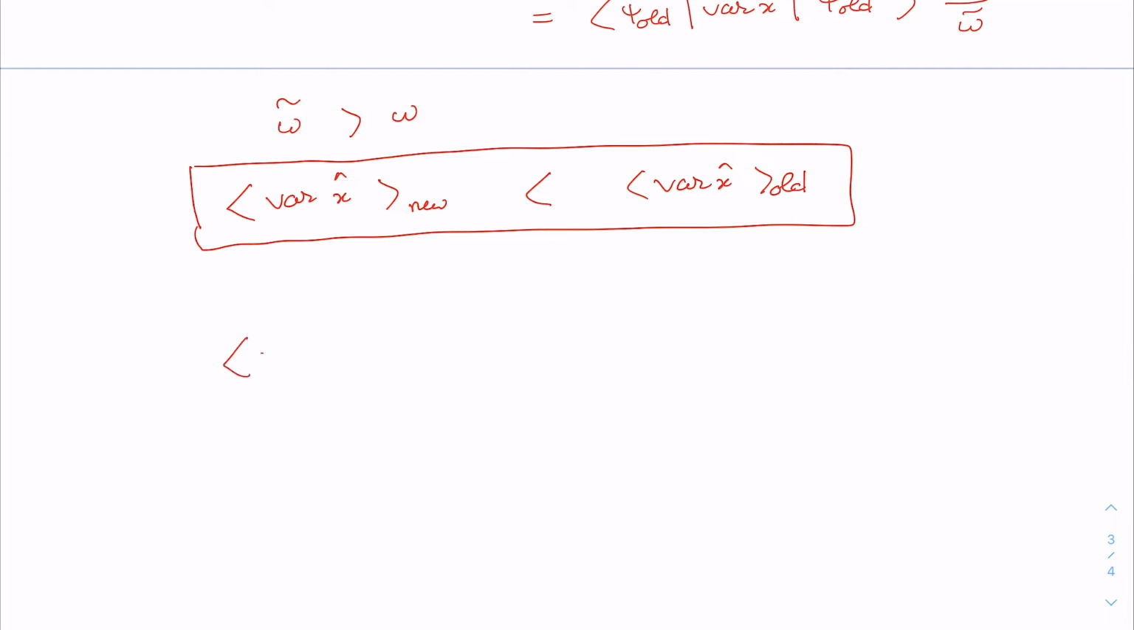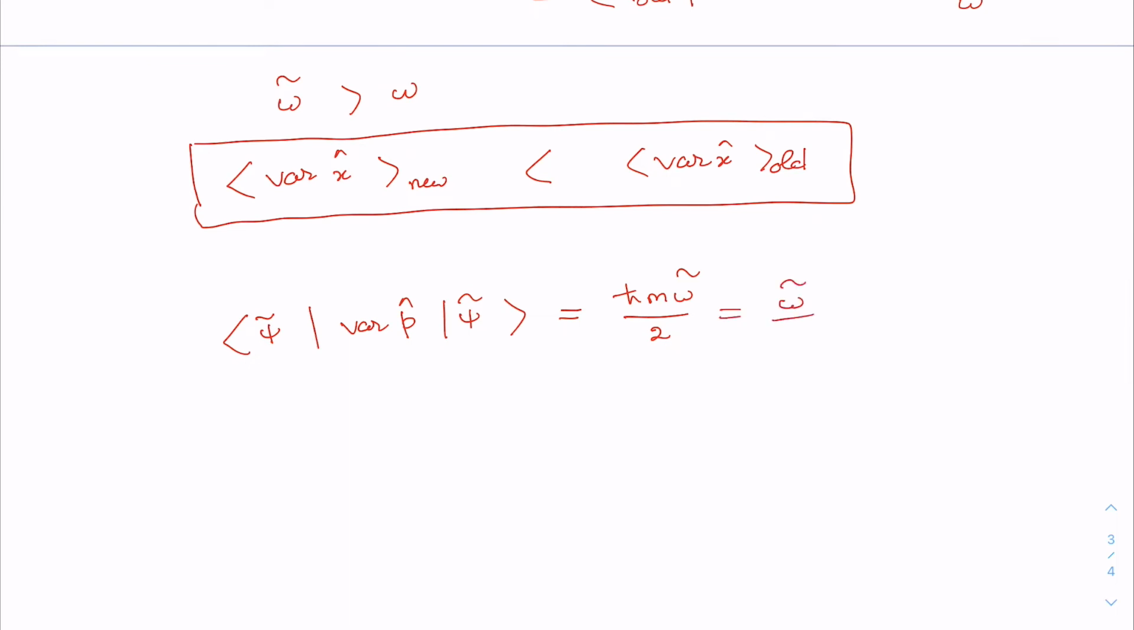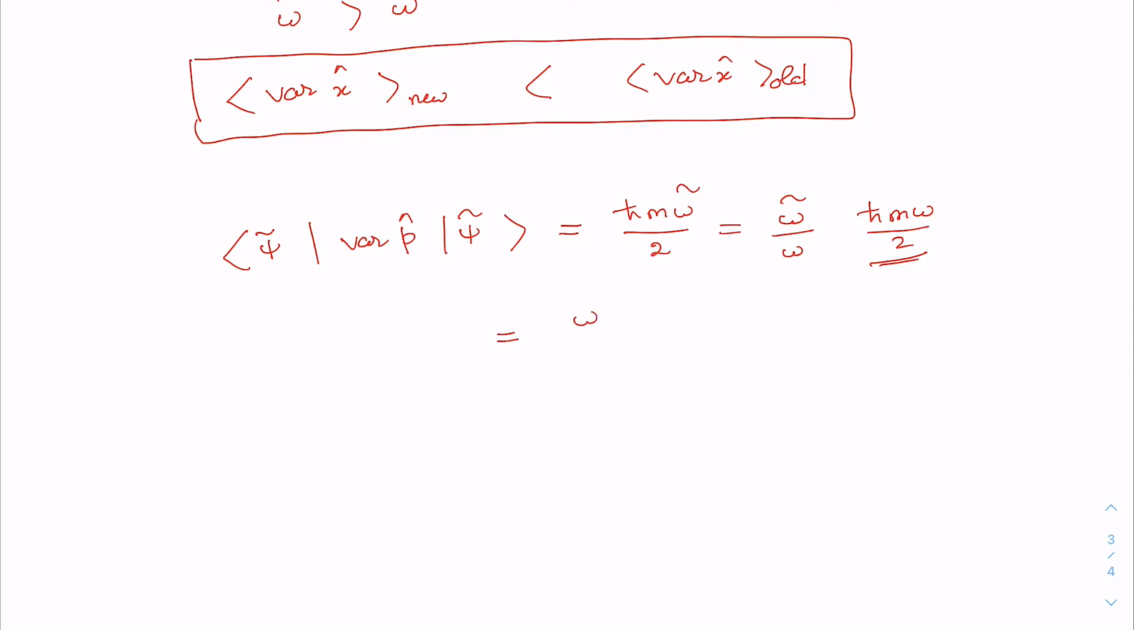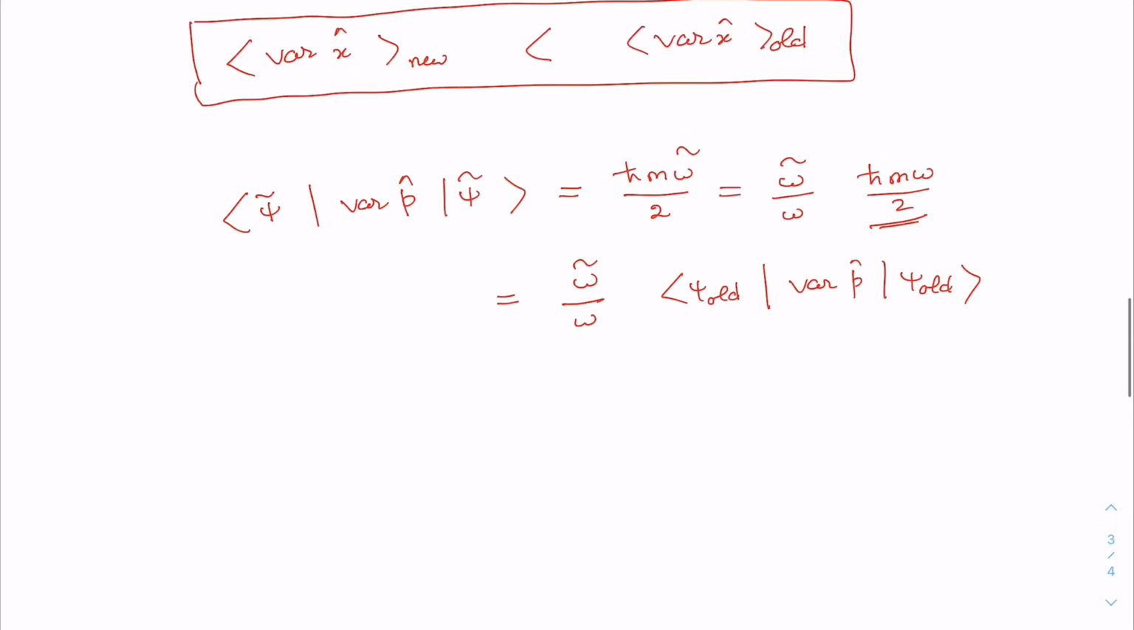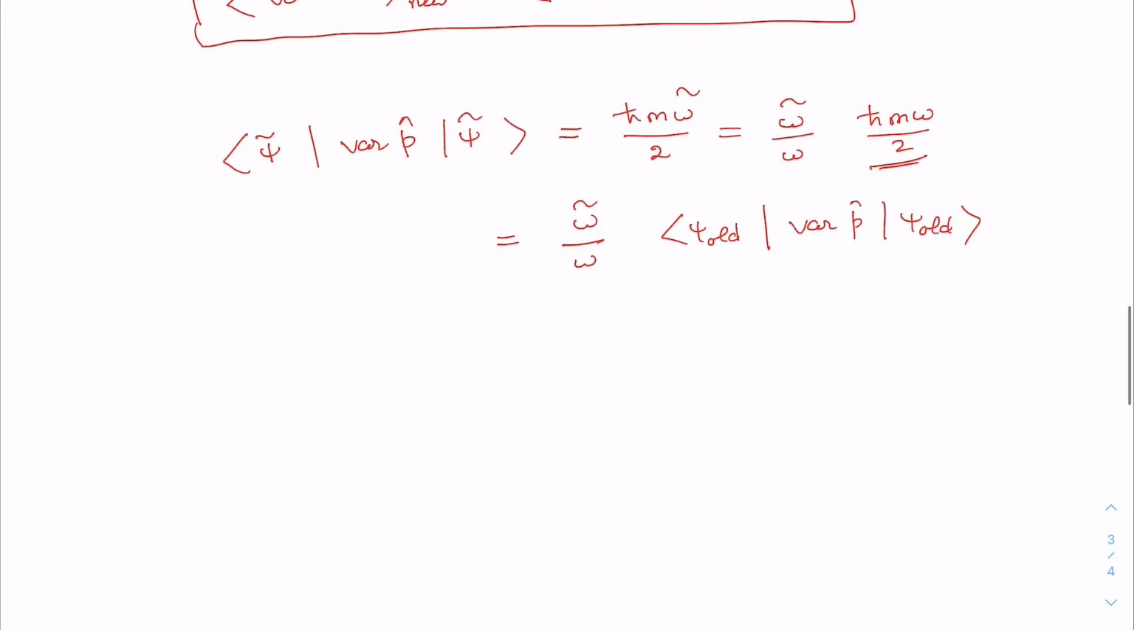On the other hand, if you look at the variance of the momentum operator for the new harmonic oscillator, you can simply write it as h cross m omega tilde by 2, because we are in the ground state. Further I can express it as omega tilde by omega times h cross m omega by 2, and this is nothing but the variance of momentum of the old harmonic oscillator. So here again you can see that the uncertainty in momentum is now increased. So what you actually see is that the uncertainty in position is decreasing at the cost of an increase in the uncertainty in the momentum.